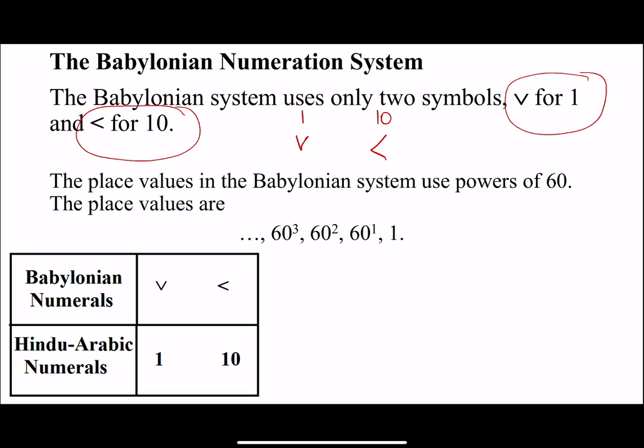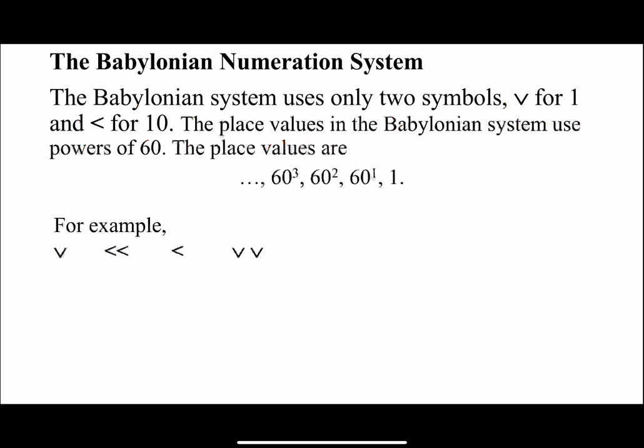If a Babylonian numeral is given to me, how can I change that to Hindu Arabic or base 10? That's really easy. For example, let's say this numeral is given to me and I want to change that to Hindu Arabic or base 10. Guys, first of all, write down the place values. Here are the place values for the Babylonian number system.